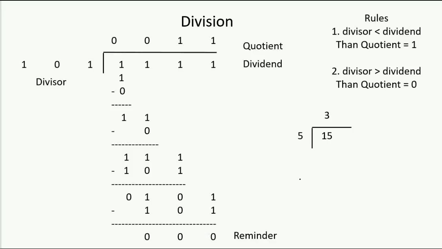Okay. Now what happens with the division? For division, we need to follow two rules. In the first rule, the condition is that if the divisor is less than the dividend, then we put the quotient equal to 1, or if it is greater than, then we put the quotient equal to 0. And if our divisor is equal to the dividend, we can also put the number 1 as the quotient.